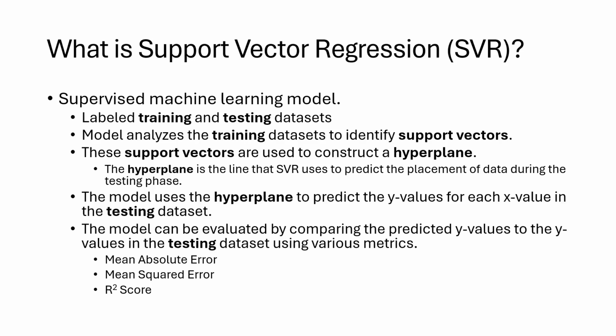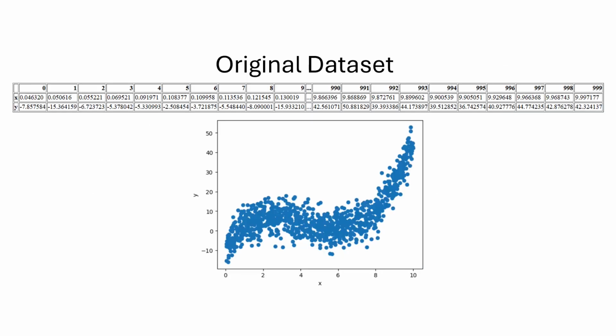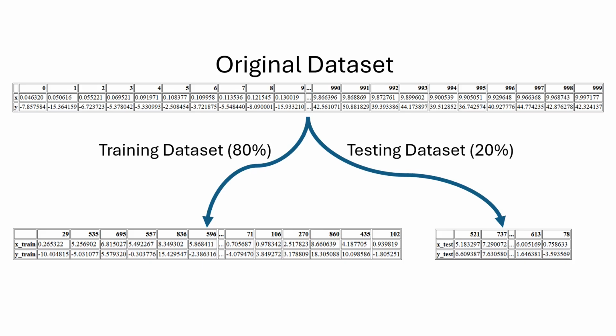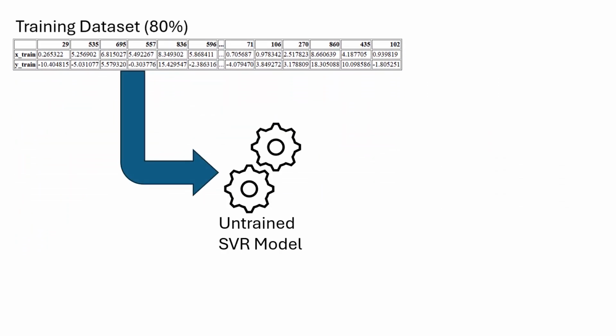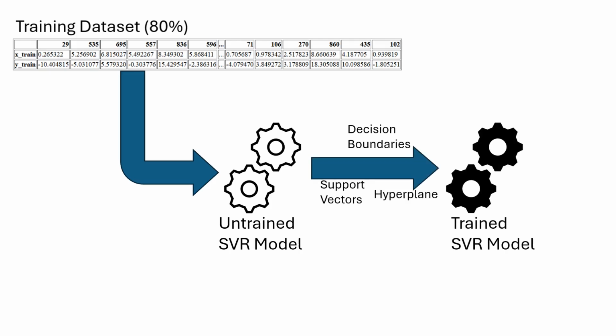Now, I know that this was a little bit more technical and in the weeds, so let's go over an example of the pipeline that happens when we are training a support vector regression model. We start with our original data set, which when graphed looks like this. To perform regression on this data using SVR, we are first going to split the data into training and testing sets. The training set will be used to train an SVR model, giving the model the information it needs to construct the hyperplane. Once the model has finished training, we move on to the testing phase.